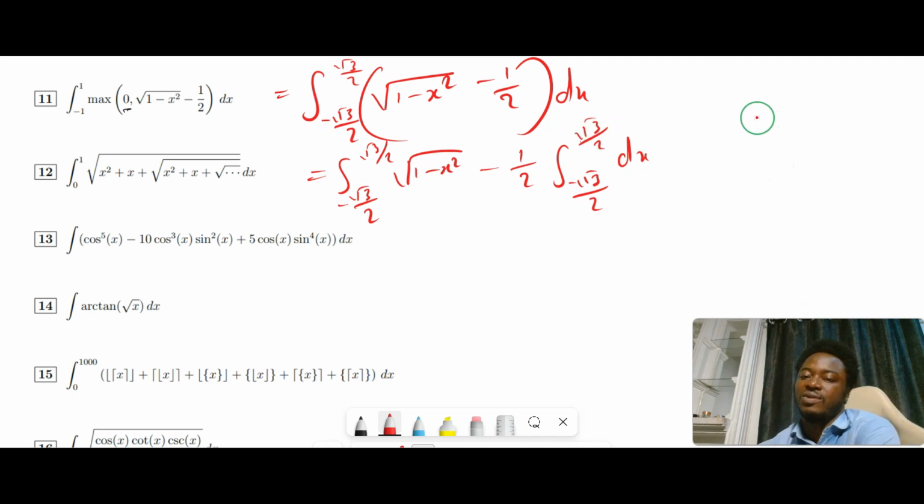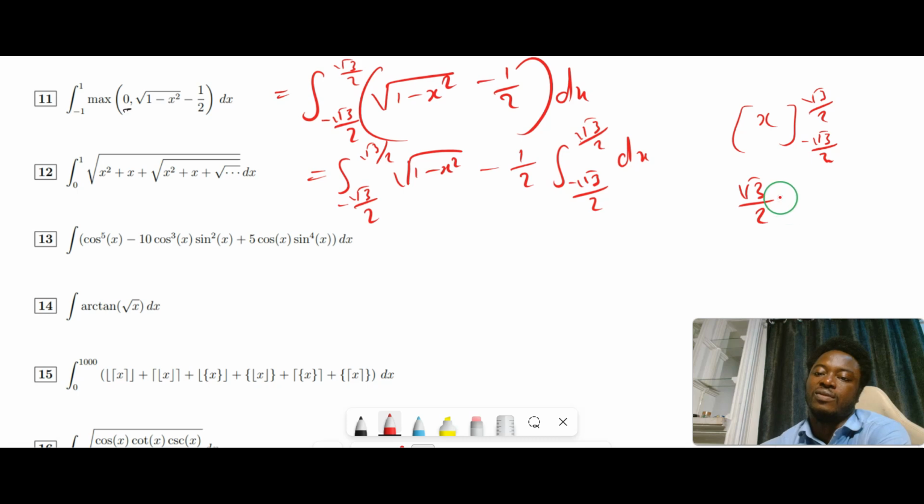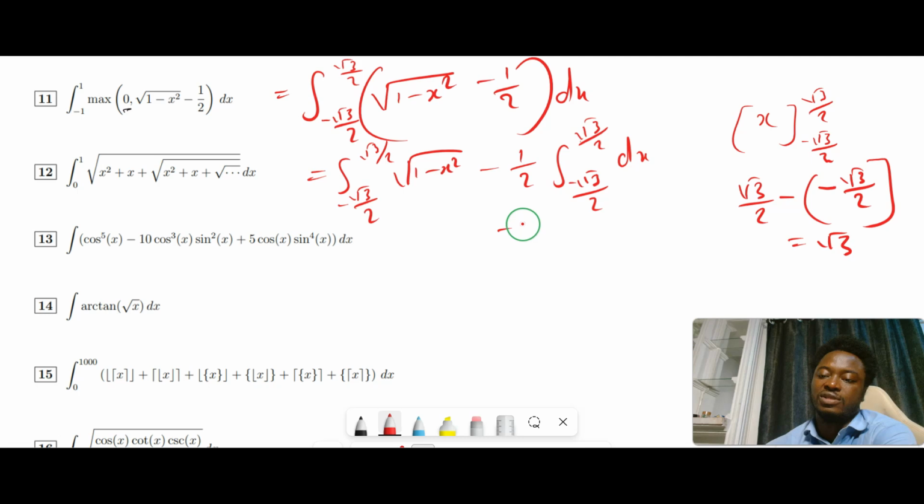Well, it's going to be equal to x, and we're taking the integral from negative square root of 3 over 2 to square root of 3 over 2. So you have square root of 3 over 2 minus negative square root of 3 over 2. Okay, no, it's not 0. So that would be square root of 3. Yeah. So with the half, everything here contributes square root of 3 over 2.